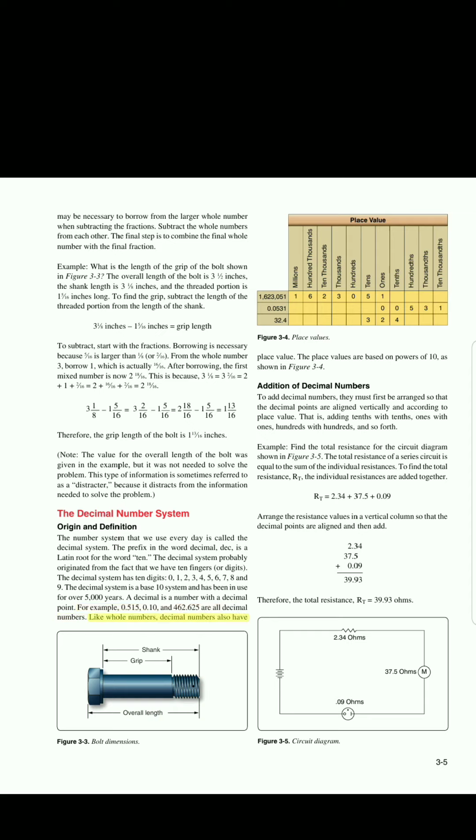Like whole numbers, decimal numbers also have place value. Millions, hundred thousands, 10,000s, thousands, hundreds, tens, ones, tenths, hundredths, thousandths, 10,000ths. For example, 1,623,051: 1, 6, 2, 3, 0, 5, 1.